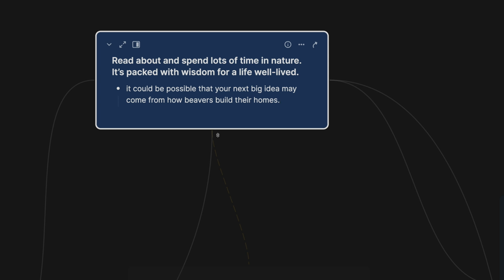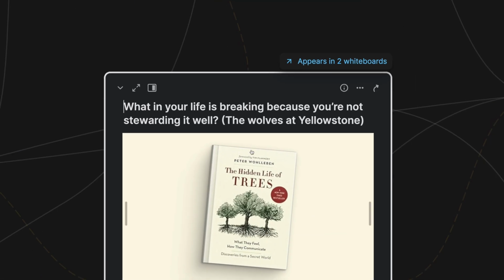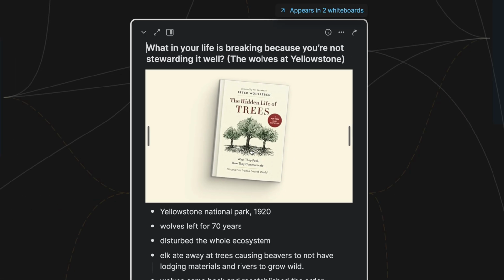So that's what got me on this whole life of trees right here, the hidden life of trees. It was because I believe wholeheartedly that nature has so much to offer when it comes to wisdom and just ideas on how you can better your life. So pay attention to these little things.